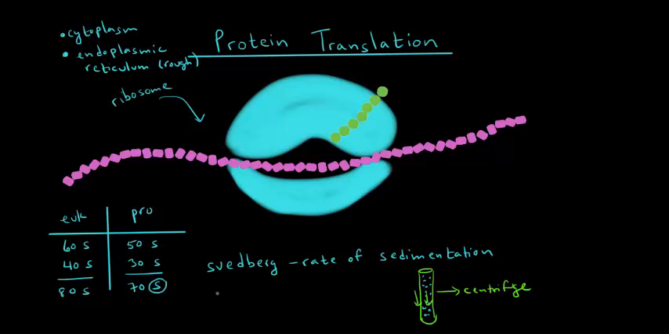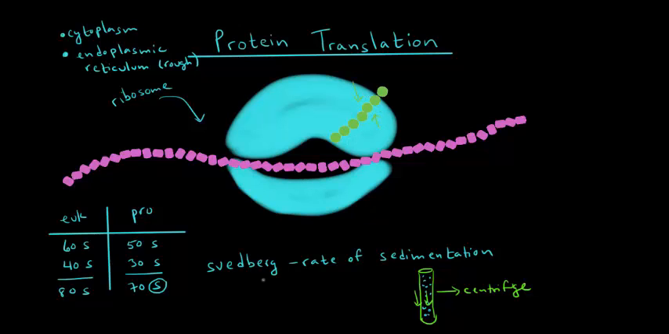And because the Svedberg does not necessarily measure size, the numbers are not additive. They don't necessarily add up. So the next thing I want to ask you is, so the ribosome is putting together its polypeptide. You know, it's stringing together the amino acids, but where are the amino acids coming from?